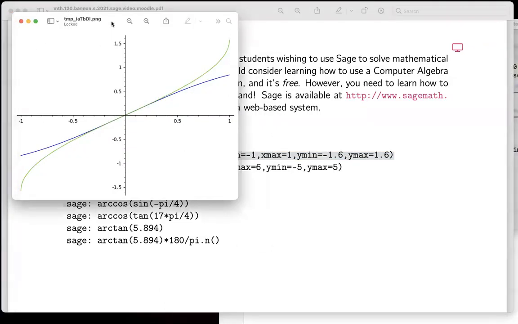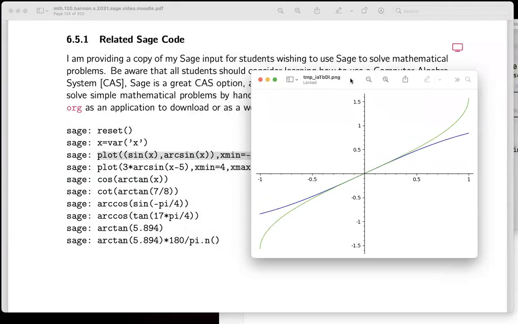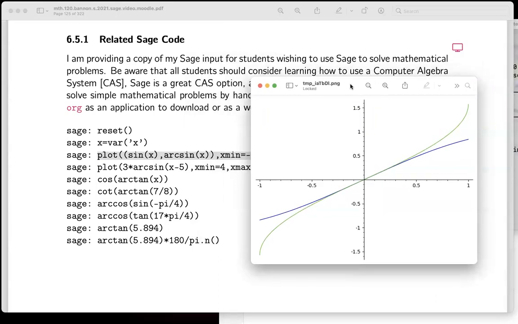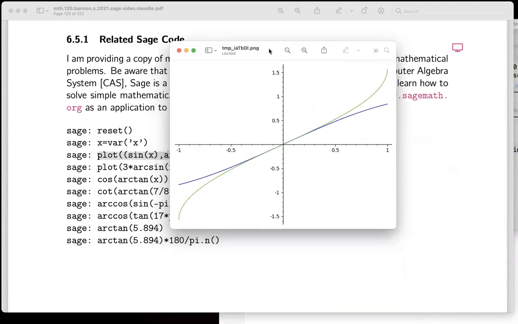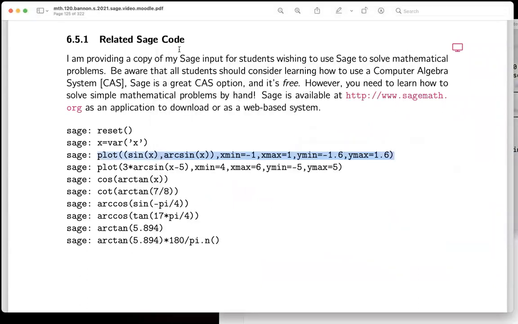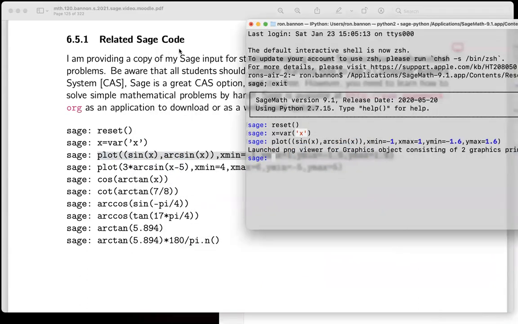What does it do? It graphs it out. And I want to tell you what it graphed out, which may seem unusual to you. I graphed out both the sine function and the arcsine function. You should realize that one is in green, one is in blue. What does it say? X minimum, X maximum. The X's are going between -1 and 1, and the Y min is going between -1.6 and 1.6. What I'm going to do is close this and play around with my code now.